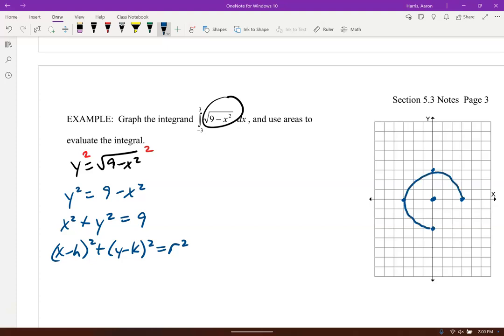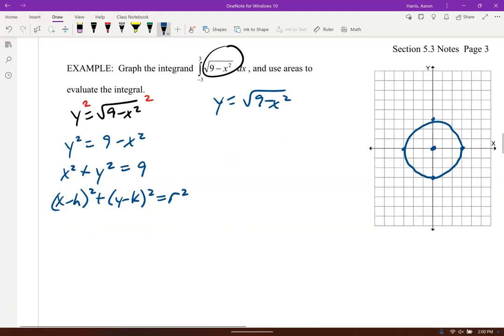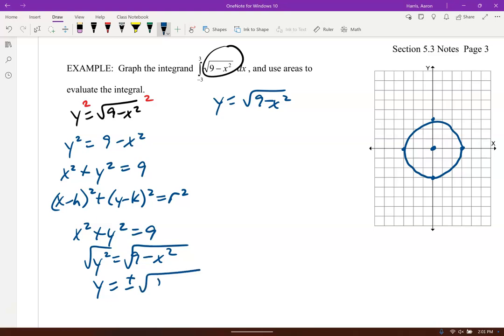Now, it's actually not the entire circle, because notice it gave us just the square root of 9 minus x squared. So let's say I took this x squared plus y squared equals 9 and solved for y. I'd have the plus or minus, right? Well, the plus is the top side of this circle. The bottom is the negative square root of 9 minus x squared. So I only have the top of this circle. Or you could just plot a bunch of points if you'd like as well.